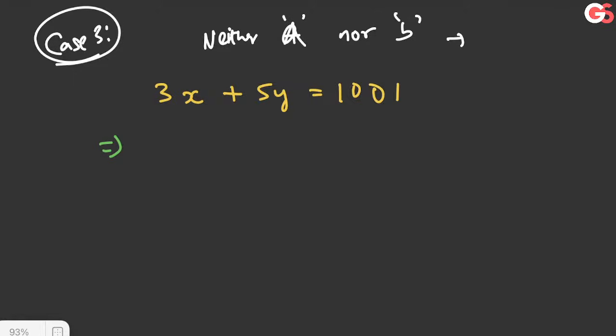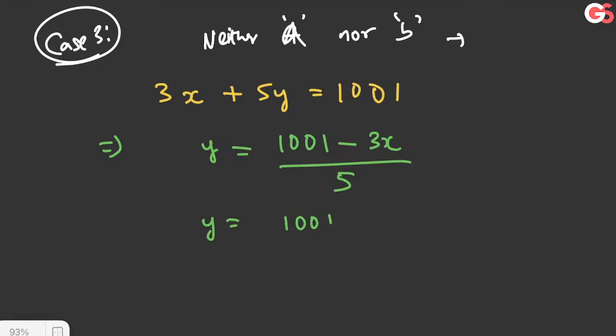So having said that, I'll do one then. I'll write y as (1001 minus 3x) whole upon 5. Now, the moment I write it, I also write it as 1000 plus 1, minus 5x plus 2x. Do you understand that? Looks good. Is that fine? But why did I do that?